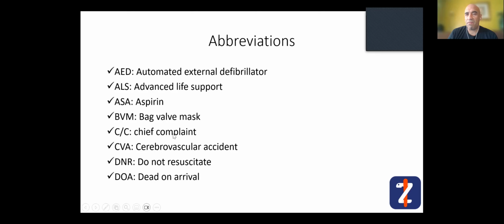If there is a chief complaint, we spoke about that in patient assessment, you'll say CC. CVA is cerebral vascular accident, also known as, say it, stroke. Good. DNR, remember medical legal, we talked about that: do not resuscitate. And DOA, dead on arrival, when someone has died on the scene prior to you reaching the scene.